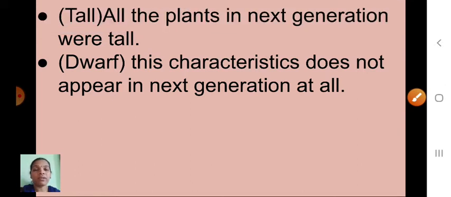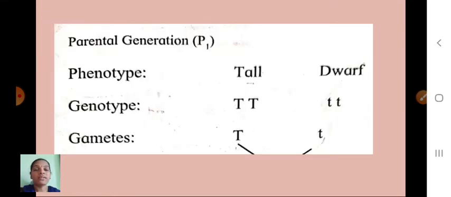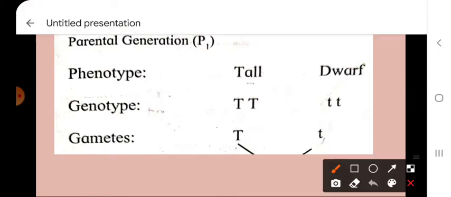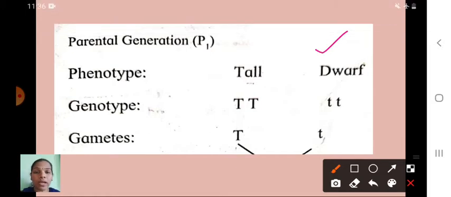Next one. Children, see here in your textbook, one box is there. The page number is 185. In your textbook, page number 185, one box is there. I can't show the whole box in one slide, so I have divided it and will show you. This box explains Mendel's monohybrid cross.